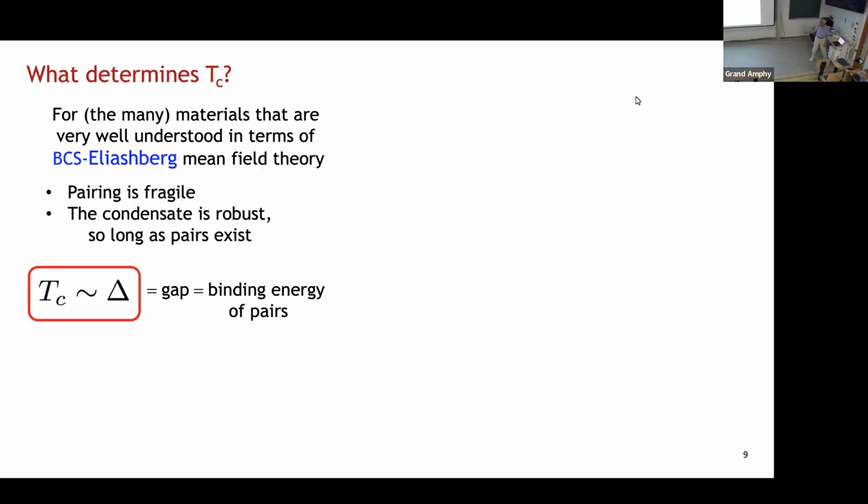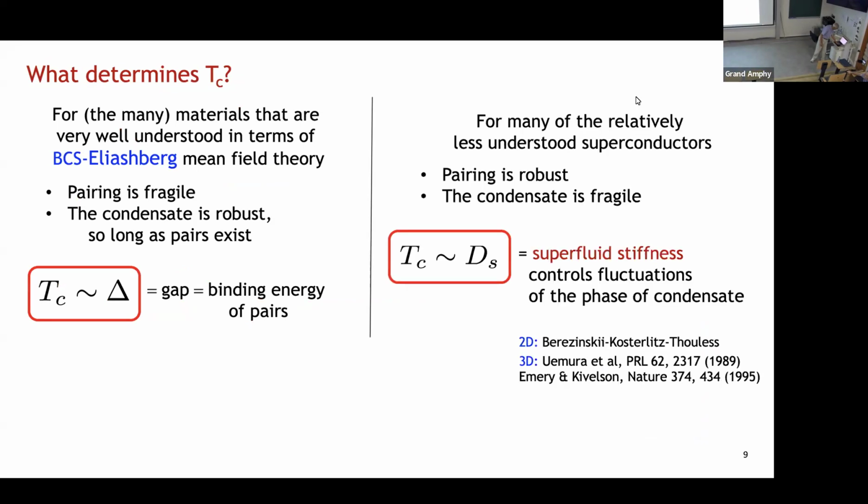Yeah. So anyway, that's the story. But for many relatively less understood superconductors, including the ones we discussed yesterday, although I don't want to discuss disorder today, the pairing seems to be robust, but the condensate seems to be fragile. It's just the opposite of BCS. In many of these examples, you can go into why that is.